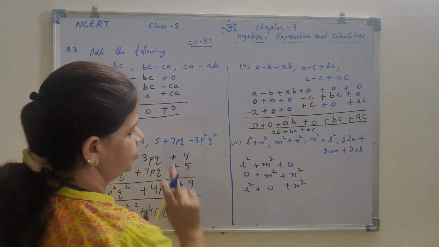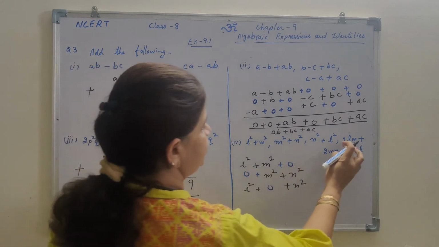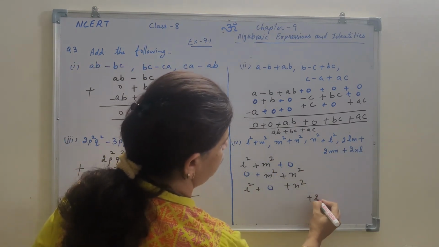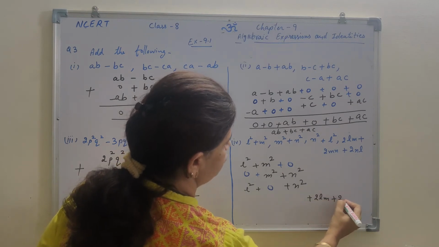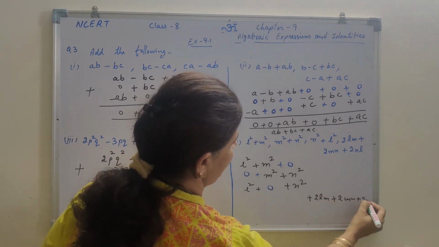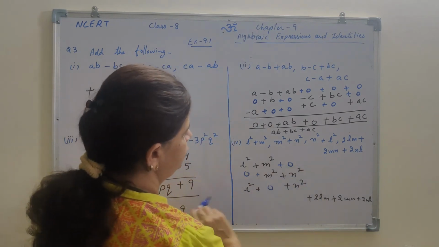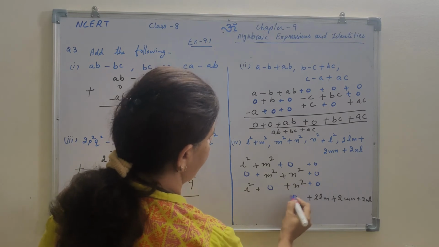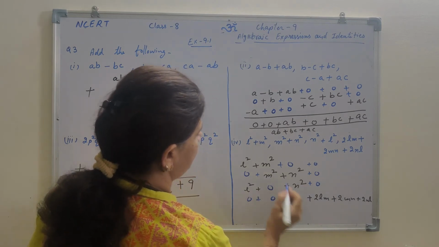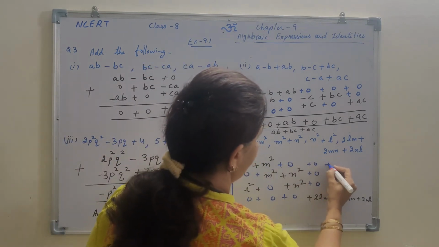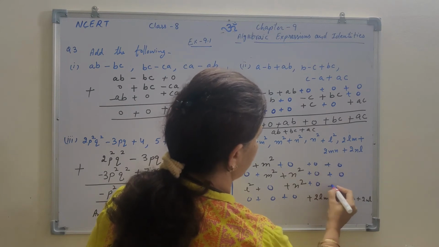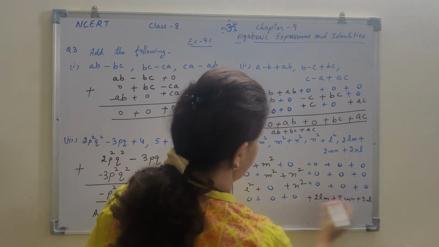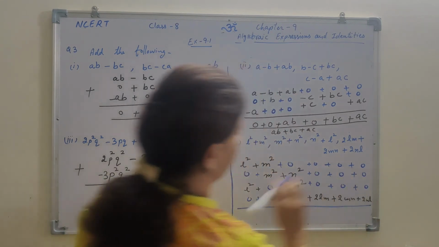Now we have three expressions. Next is 2lm. There is no expression like 2lm, so it will come here: 2lm plus 2mn plus 2nl. If you want to put zeros there, you can, or if you don't want to, you can leave this and continue. But I am placing 0 to make you understand easily. That's why I have placed 0.